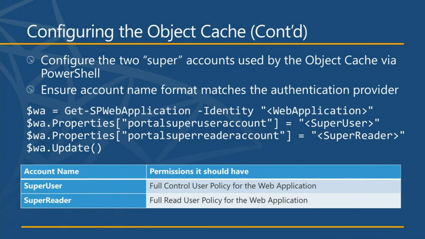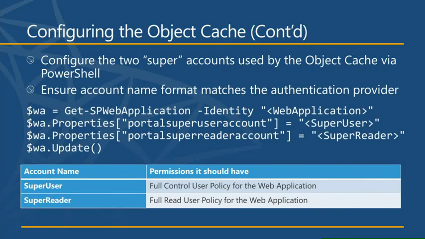Now, it's very important that we configure the two properties, the super user and the super reader there on the slide, using the correct format. So if we're using classic mode authentication for the web app, this would be domain/username. But if we're using claims authentication, we have to use the format of the authentication provider, which would be the strange prefix and then domain/user. So if they're mixed up, again, this won't work properly.